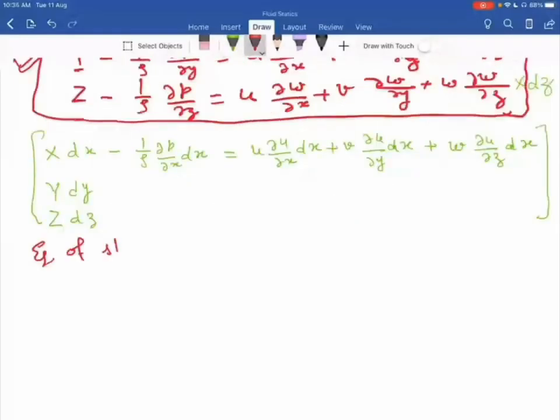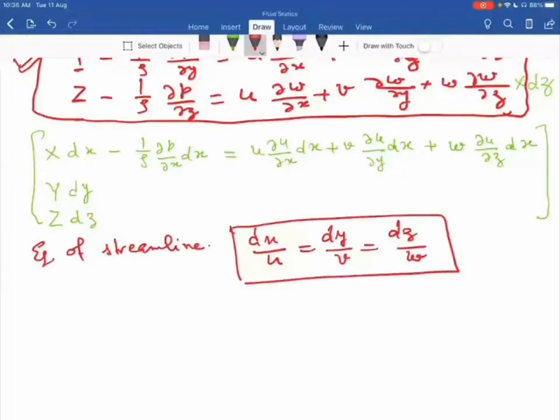So that means that point must lie on some streamline. So that equation of streamline is dx by u, dy by v, dz by w. This is the equation of a streamline on which that point lies. General form of a streamline equation. अभी आप सिर्फ फार्मूला नोट कर सकते हो इसका. ठीक है, so this is the streamline on which this element lies.